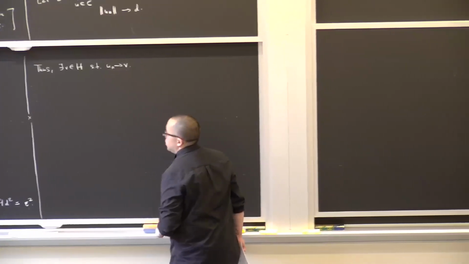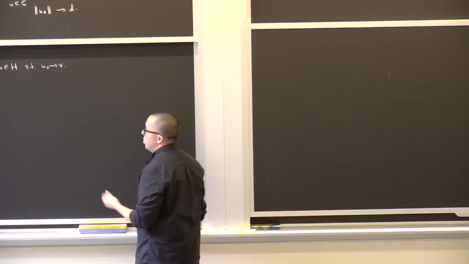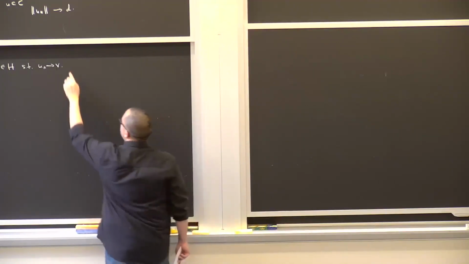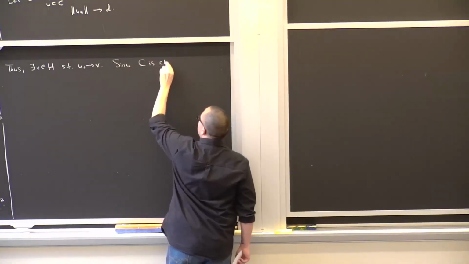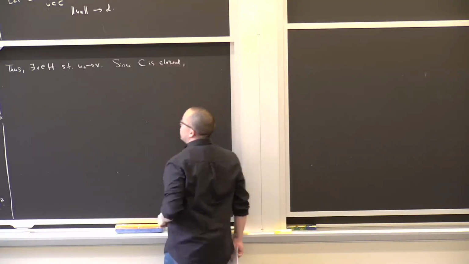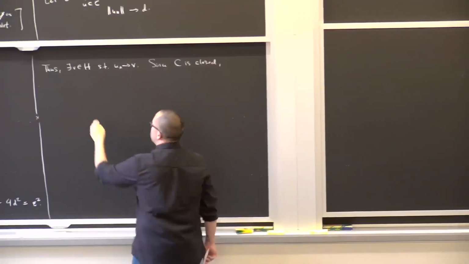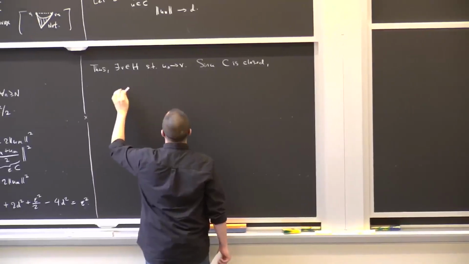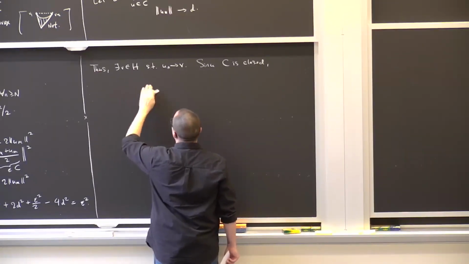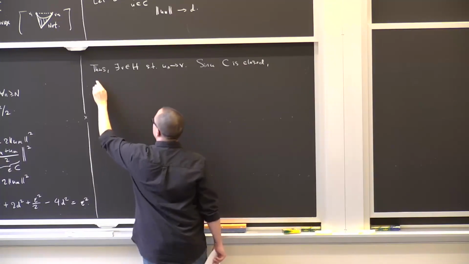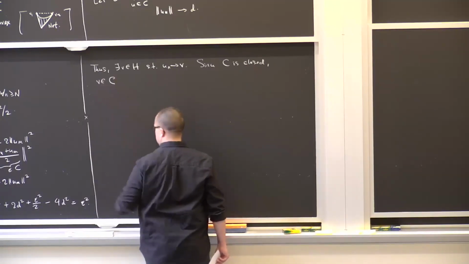Such that un converges to V. Now, C is closed, so V is also in C. Since C is closed, it contains all sequential limits. So C is closed is equivalent to: for every sequence converging to something, that something has to be in the set. V is in C.